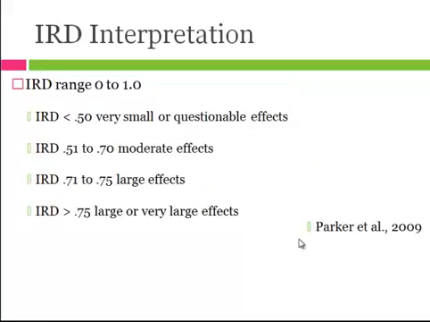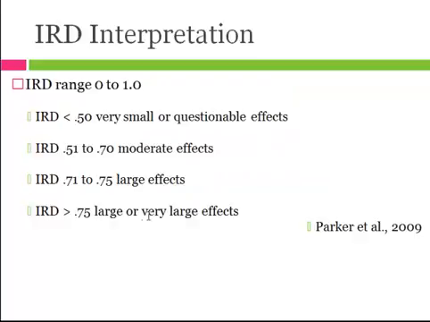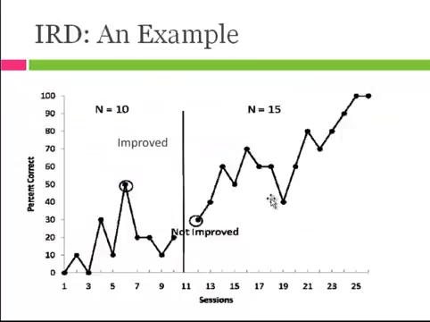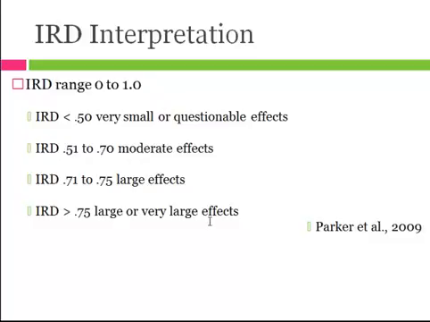So according to Parker and colleagues, IRD ranges from 0 to 1. And what you're looking for is something at least, I would say, 0.71 or higher. And so with a 0.83, that's a large or very large effect. And so then you can feel pretty confident that it's the treatment that is causing the change in behavior. Okay? And if you just visually inspect this, you can say, okay, yeah, we see an upward trajectory change, and it looks like it's due to treatment. But here we have a figure and a way to interpret those data points. So that's really important.